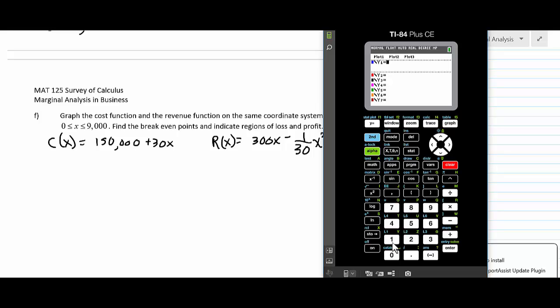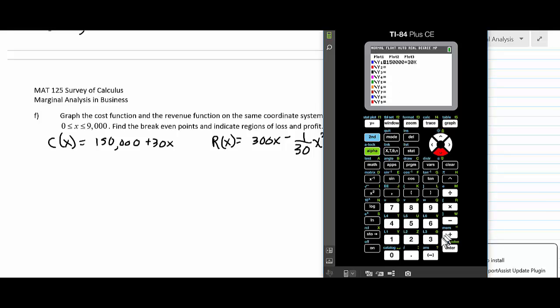So the cost function is 150,000 plus 3x, or is it 30x? 30x, thank you. Okay, 30x. Now what is that going to look like on your graphing calculator? That's a line, isn't it? What is the significance of 150,000? If it's y equals mx plus b, what does that 150,000 mean? It's a y-intercept, so you better make your y-axis go all the way up to 150,000. Those are important things you want to know.